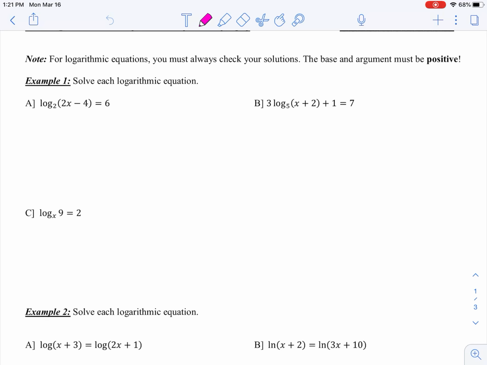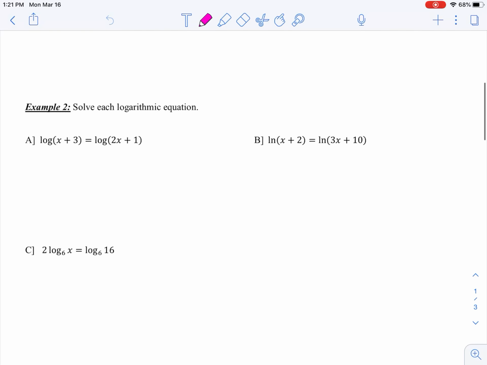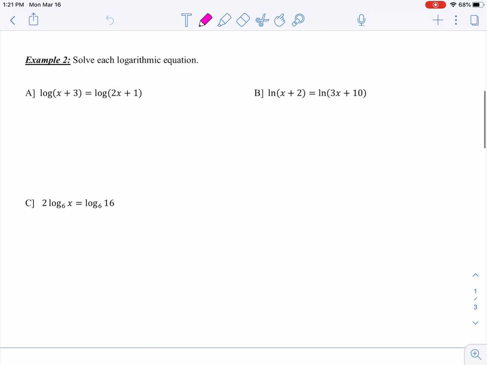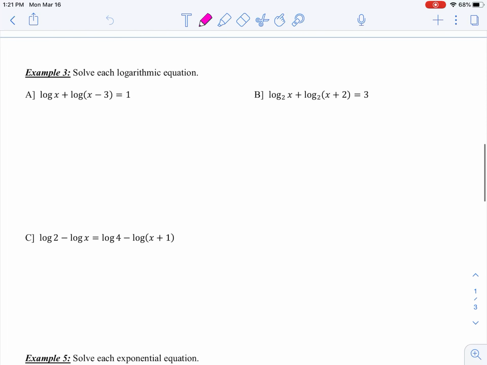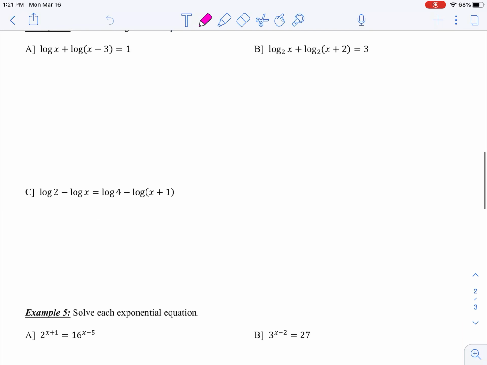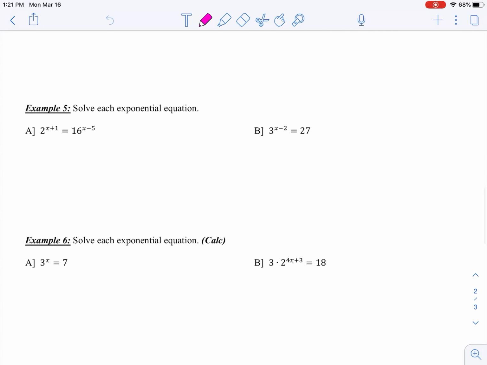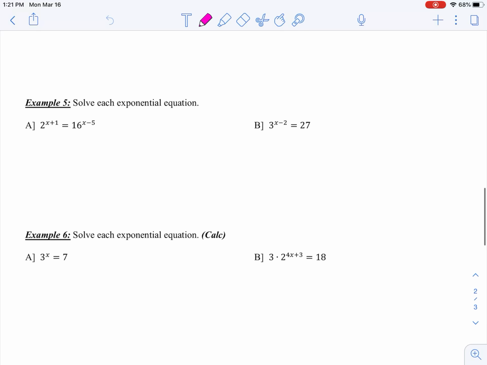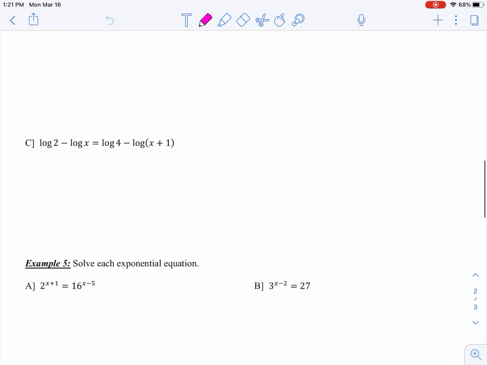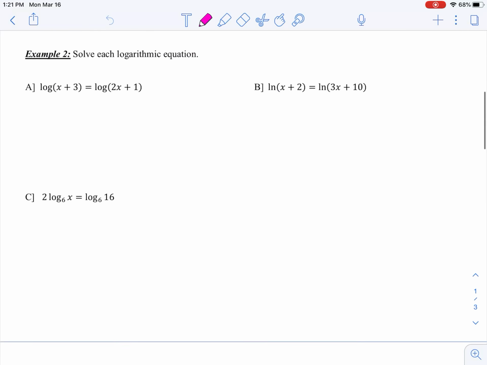So if you look at all the problems in example 1 versus the problems in example 2 versus the problems in example 3 versus there is no example 4. Interesting. The problems in example 5, example 6, so on and so forth.